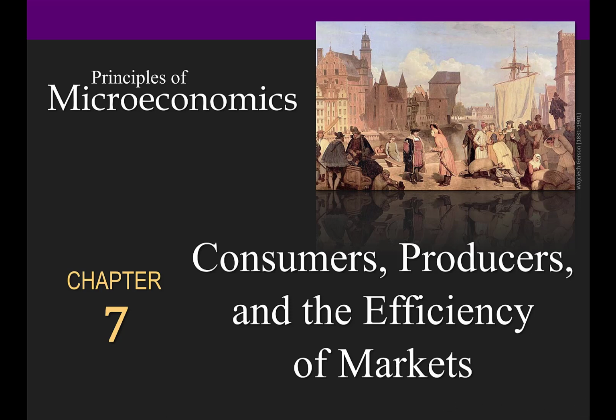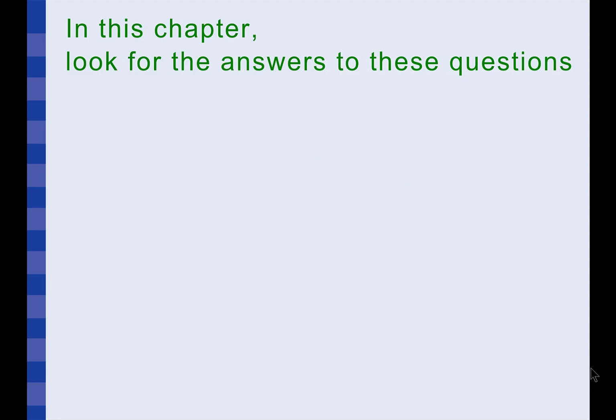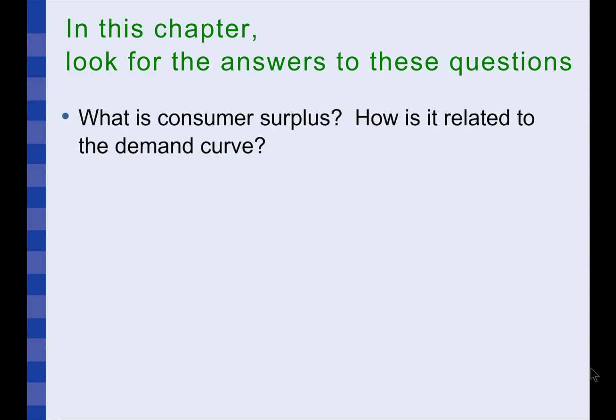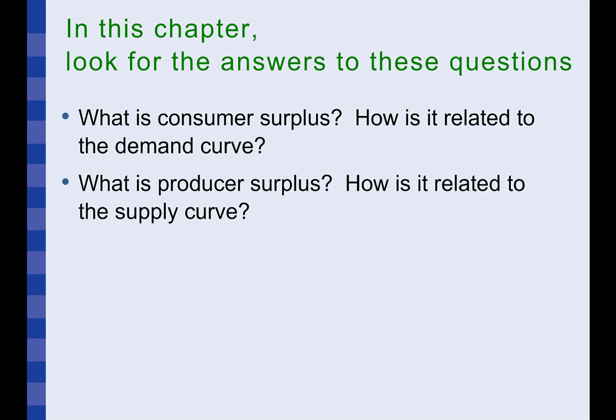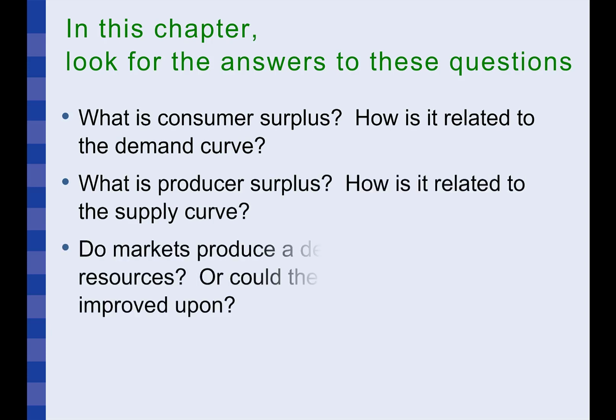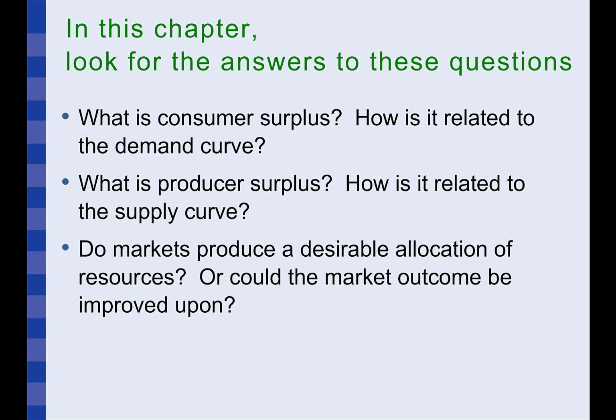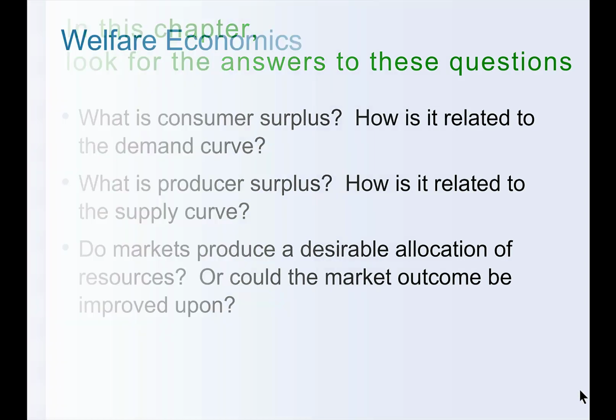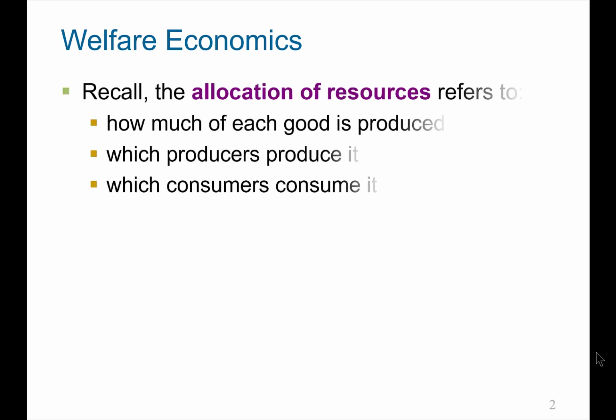And so consumers, producers, and the efficiency of markets. What we'll be covering here, we'll talk about the concept of consumer surplus and how it relates to the demand curve. Similarly, producer surplus and how it relates to the supply curve. And then we'll talk about the allocative efficiency of markets and when markets can be improved upon, and when actually if we intervene in the market, surplus as a whole or efficiency can actually decrease. And so this particular chapter could also be titled Welfare Economics.